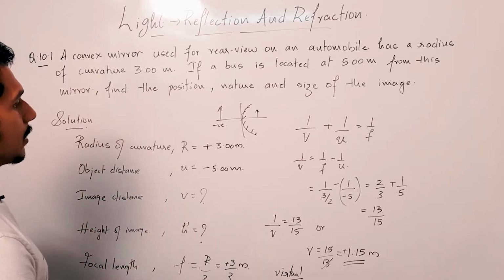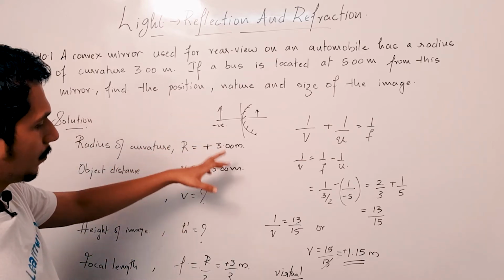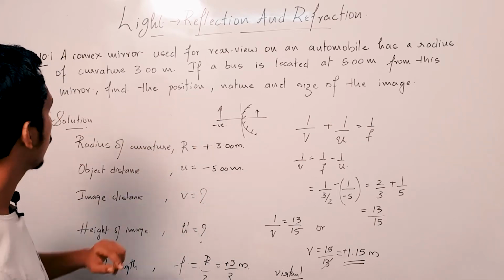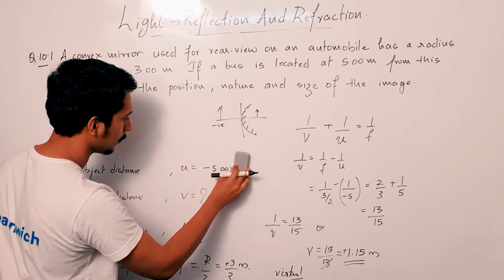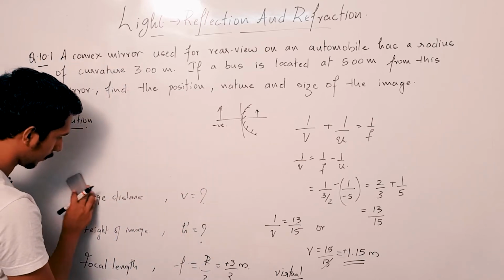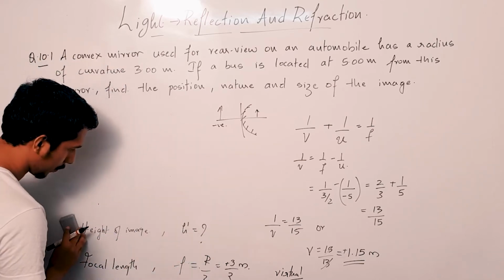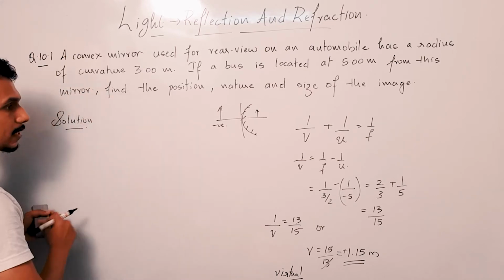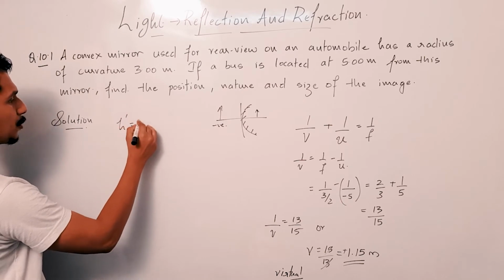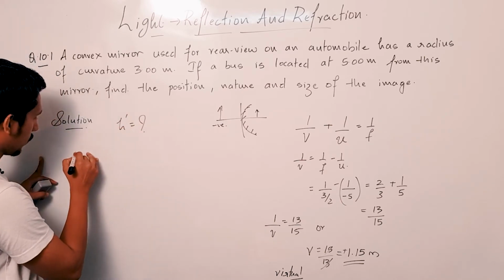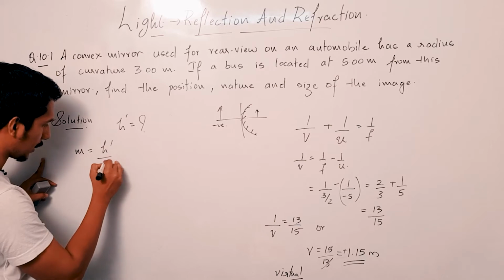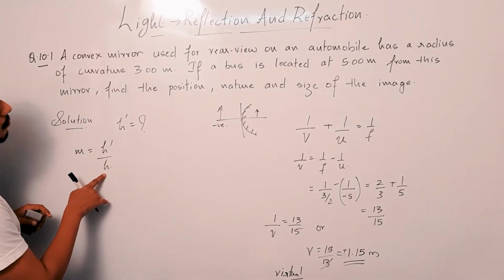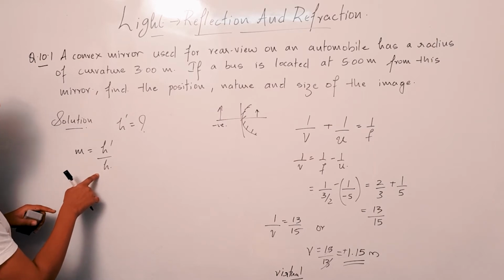All right, now the next thing you have to find out is, nature is ready, position is also with you. Now you have to find out the size of the image. Size of the image means they are asking for h dash, right? We know magnification m is equal to h dash by h. Height of the bus, do I know? No, I don't know the height of the bus.